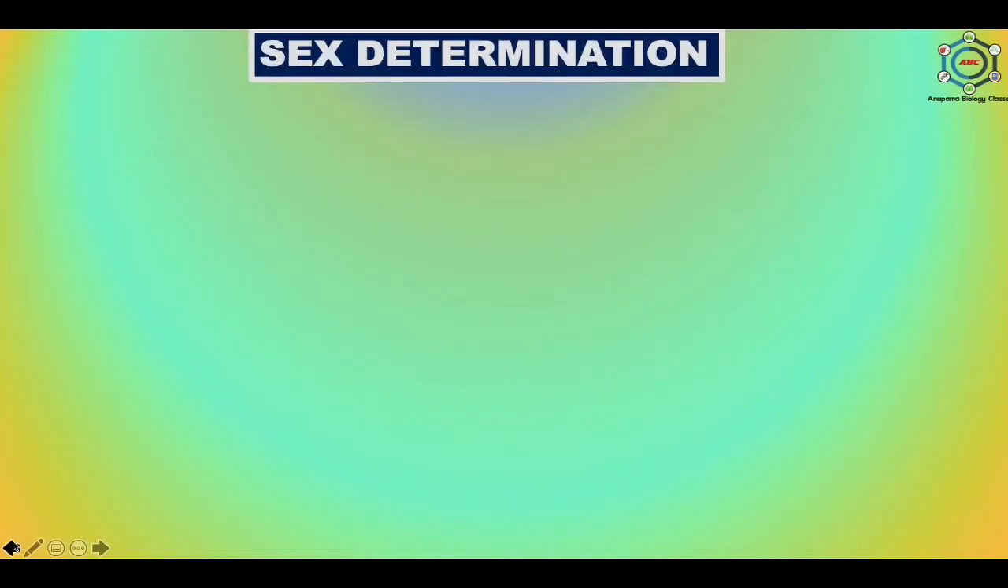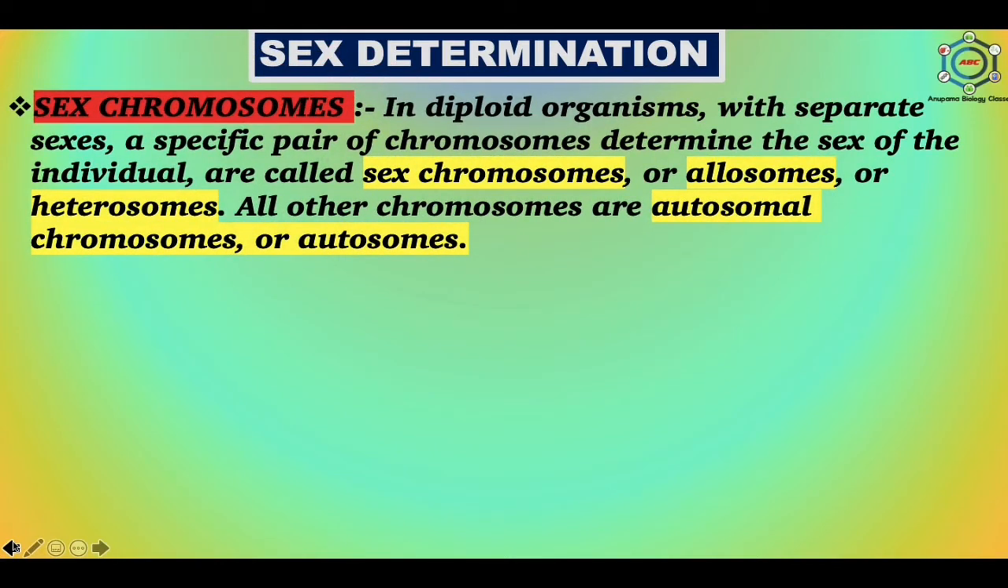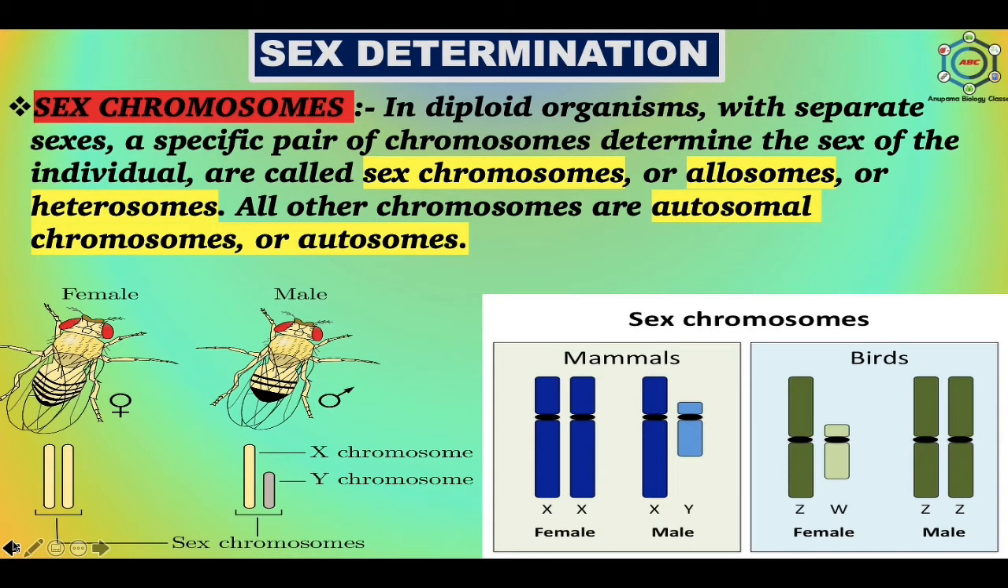Now, sex determination. So, sex chromosomes. What are the sex chromosomes? In diploid organisms with separate sexes, a specific pair of chromosomes determines the sex of the individual. These are called sex chromosomes or allosomes or heterosomes. All other chromosomes are autosomal chromosomes or autosomes.